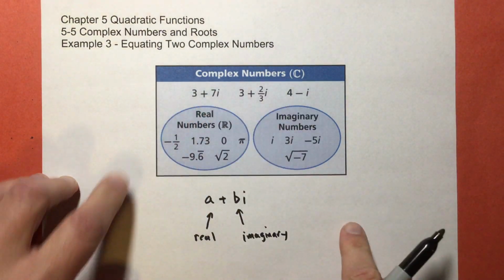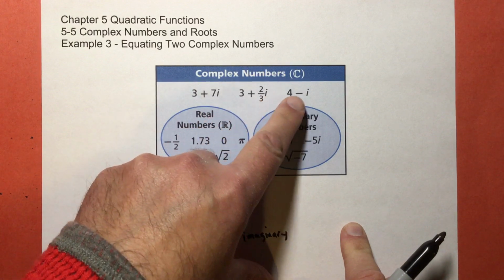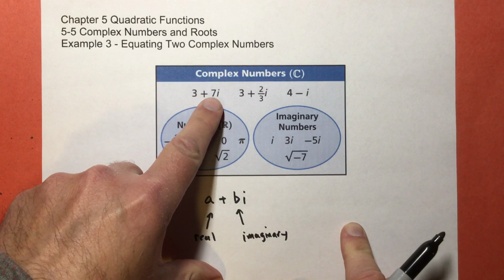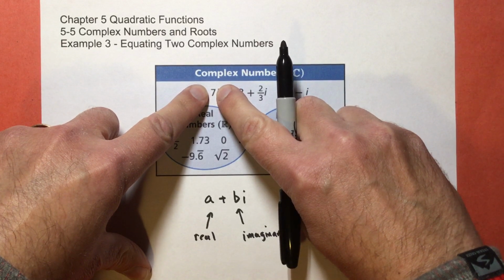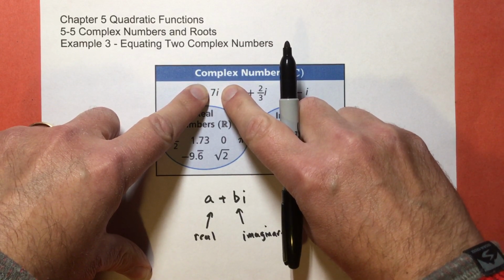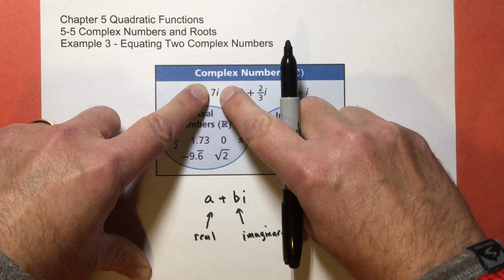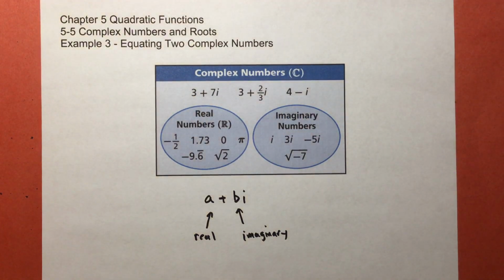So the examples that I have here: 3 plus 7i, 3 plus 2/3 i, 4 plus -1 times i. I have a real part and an imaginary part. And the imaginary part can be multiplied by a number. Okay, but when I multiply, 7 is a real number, but 7i is imaginary. That means 7 times the square root of -1, which is imaginary. So the 7 is not the important part. It's that you got 7 times i. 7 just tells me how many of them I have.